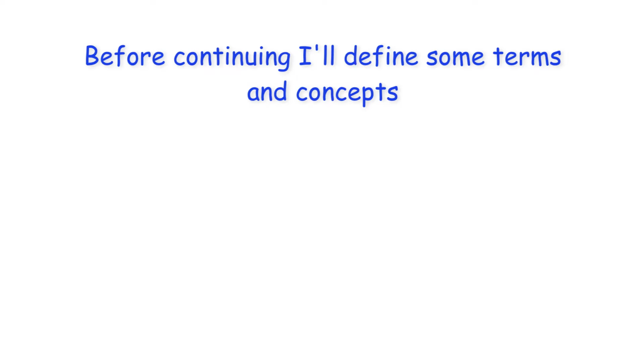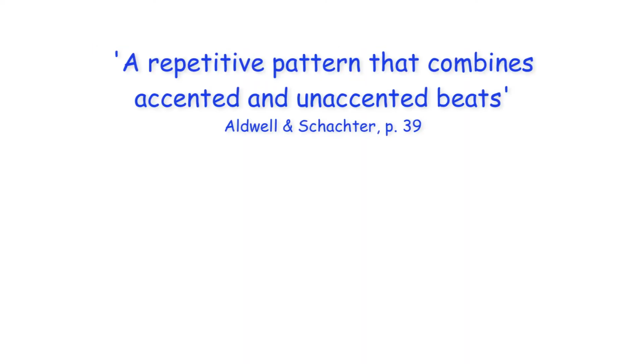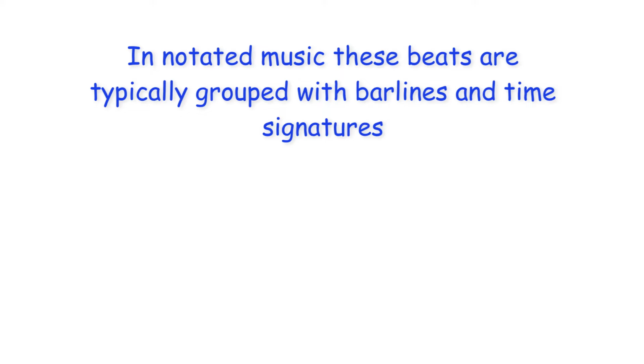Hi everyone. Before continuing, I'll define some terms and concepts. Meter is a repetitive pattern that combines accented and unaccented beats. In notated music, these beats are typically grouped with bar lines and time signatures.